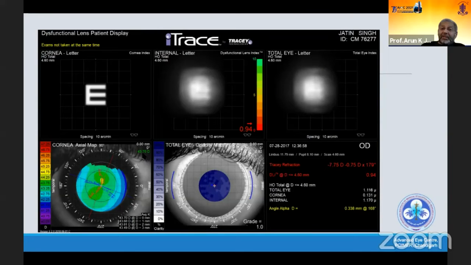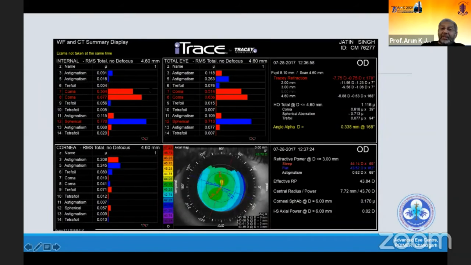This is a very interesting patient. You can see the cornea is good. There's a very minimal opacity, but the internal aberrations are very high, and the reflection, as you see, is not dependable because of the higher order aberration, and the total eye simulation of the E chart is very disturbed, and you can see very high coma as well as spherical aberration in the eye, which are mainly internal.